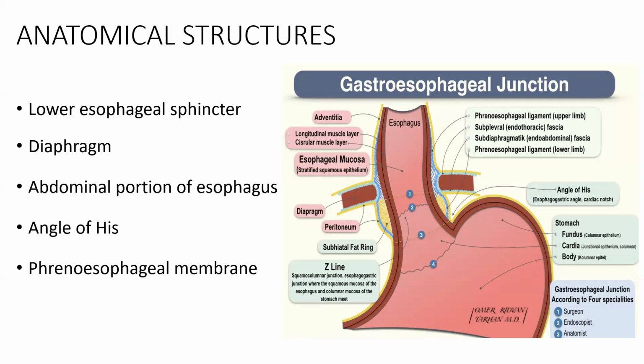And coming to the angle of His, it is the acute angle between the esophagus and the gastric fundus, which enhances the function of the lower esophageal sphincter. And the phrenoesophageal membrane is a fibroelastic ligament that continues the transversalis fascia, which leaves the diaphragm and surrounds the esophagus.